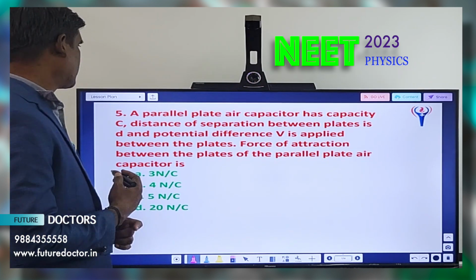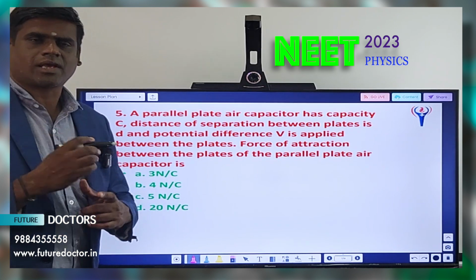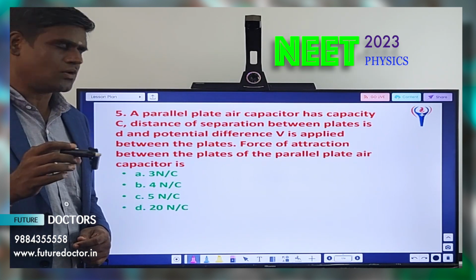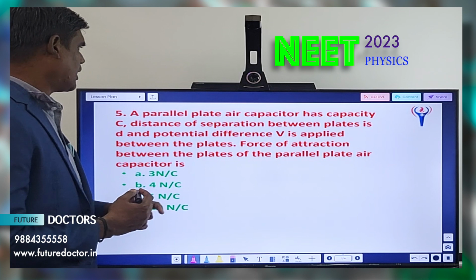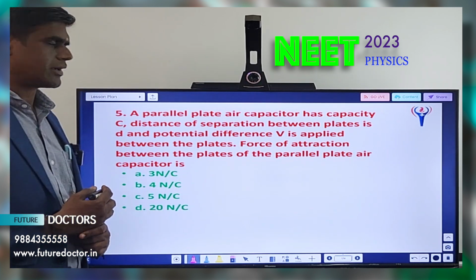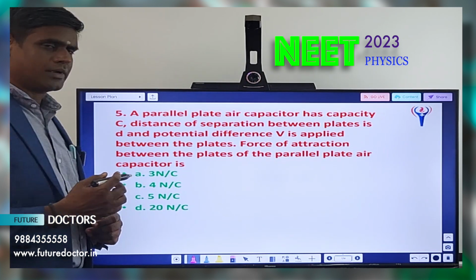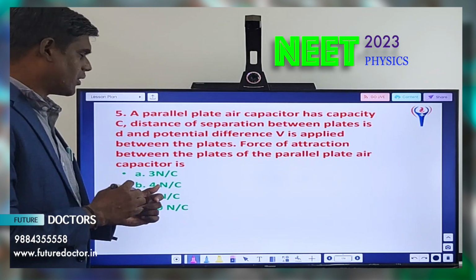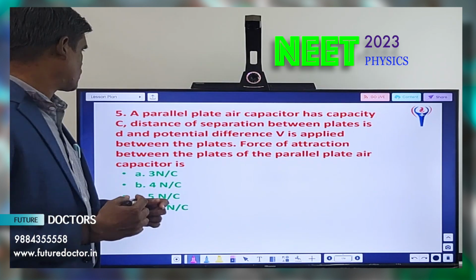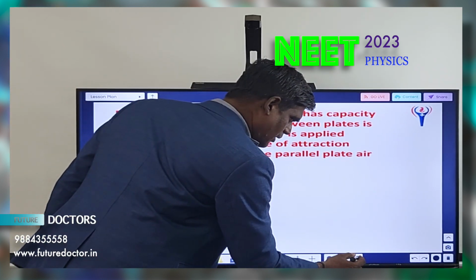Here you should find the formula for parallel plate capacitance. There is a C value for the parallel plate capacitor and a relationship between force of attraction, V value and distance value. You are able to find a solution for this question. Let's move to question number 6.